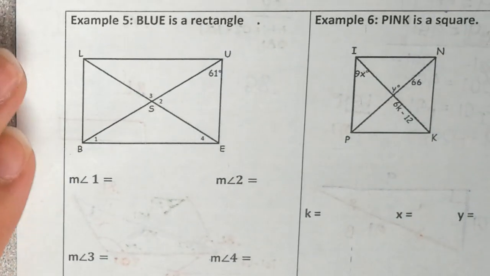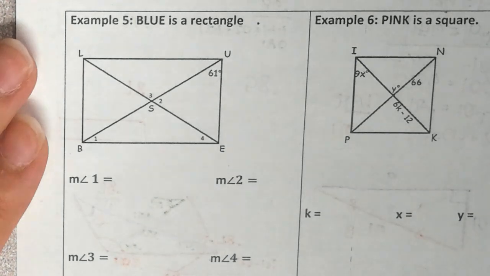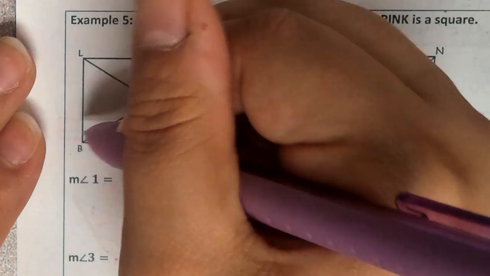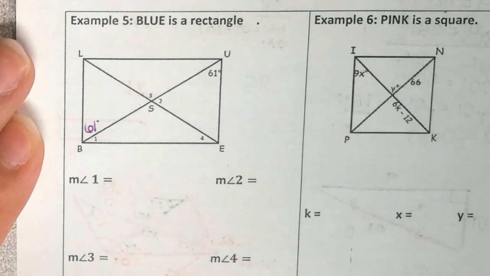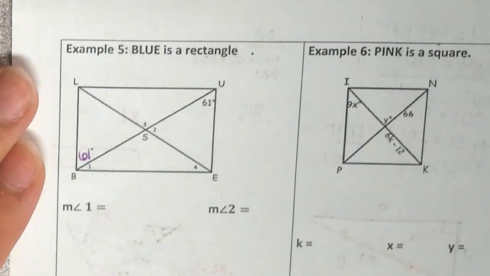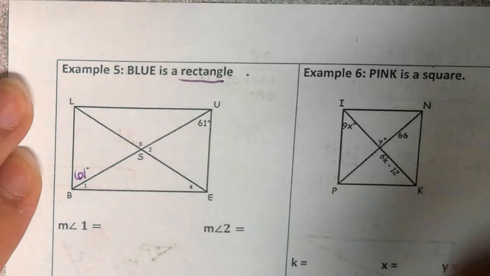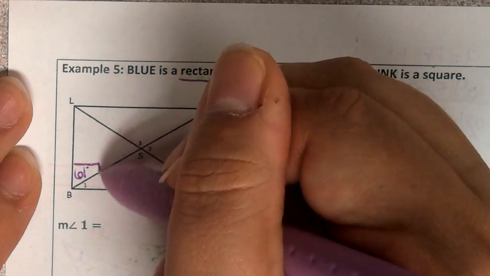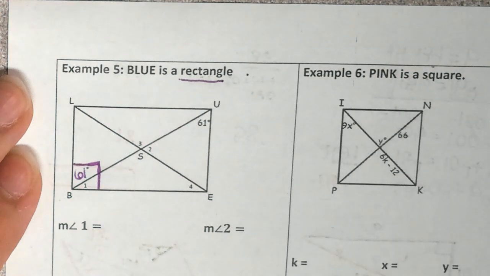So for this one, what do I know? I have 61, so what else is 61? 3. Angle UBL is 61. UBL is also 61. Okay. What else do I know? What shape is this? A rectangle. So because it's a rectangle, we're going to get to that in a second. What do I know about the angles? They're all the same. Right angle. Do you agree this is 90 degrees? Yeah. So it means 49.